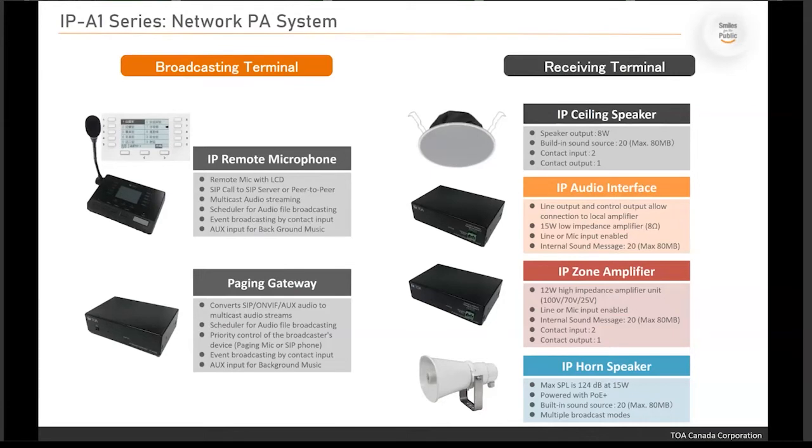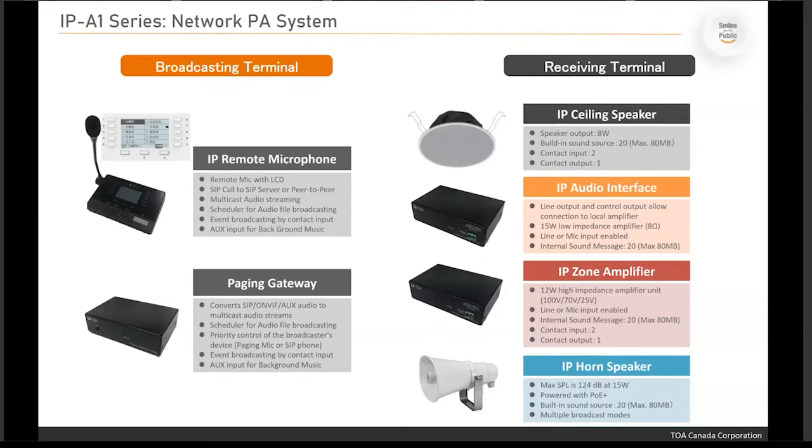So in terms of speakers, we have two types of speakers for now, and more are coming soon as well. We have the IP ceiling speaker and the IP horn speaker. The IP ceiling speaker is an indoor speaker. It has an 8-watt output and also an internal memory of 80 megabytes where we can save up to 20 pre-recorded messages, and we can run those with different applications.